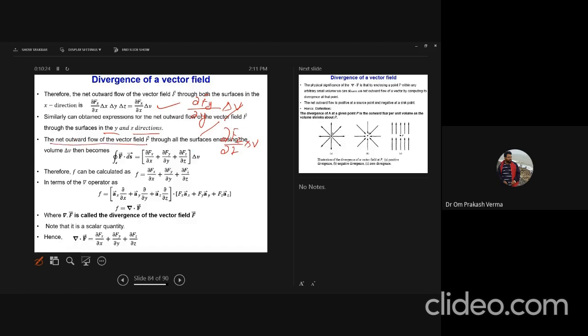So when you calculate the net outward flow of that vector field F in all the directions, all the surfaces, including that volume, you only calculate in the three directions. When you calculate everything, only then will you get it. How will you get the whole net outflow? When you calculate all three. You calculated all three in the volume V, so you took all three surfaces: x direction, y direction, z direction. And when you added all these things, the F dot dS becomes what? This into delta V. Yes or no?